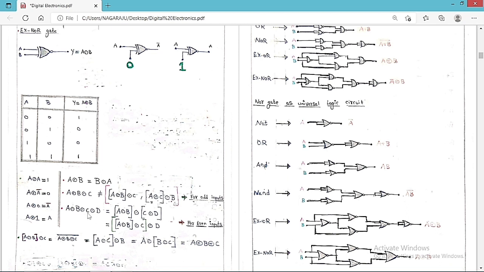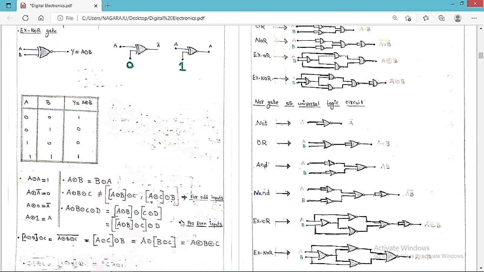So A XNOR of B XNOR of C XNOR of D is equal to A XNOR B, XNOR C XNOR D, or simply A XNOR of B XNOR of C XNOR of D, which you can do in any fashion. We are going to get the same result. This is only for even inputs, but not for odd inputs. Odd inputs you should not do like this. For even inputs you can do in any fashion. Either you can take the first two and the last two and overall do the XNOR, or simply take the first two, then this one and this one.